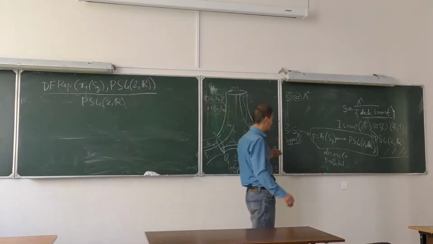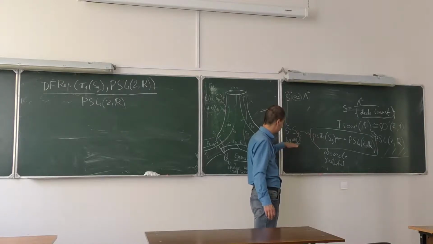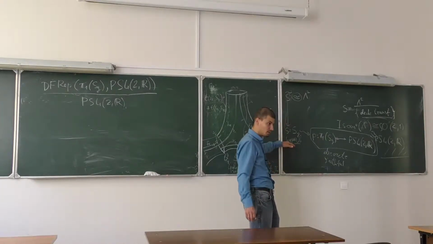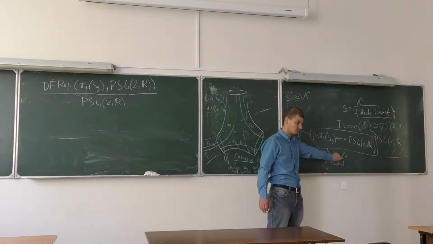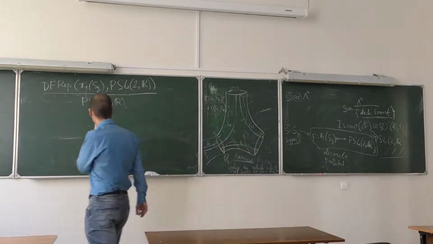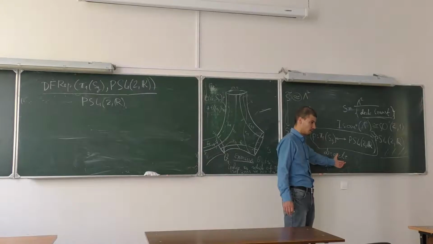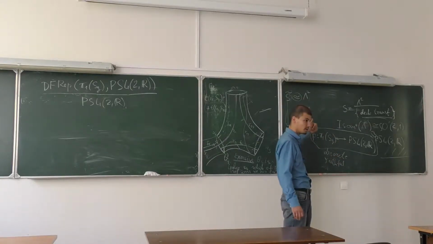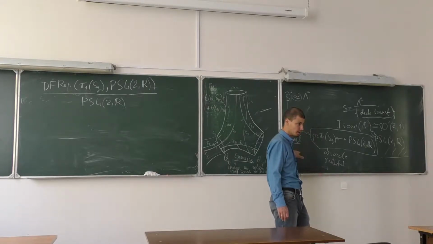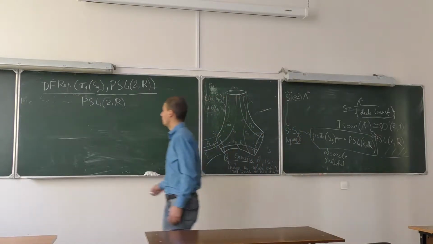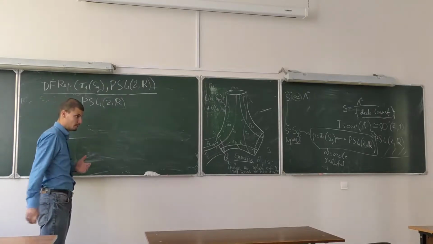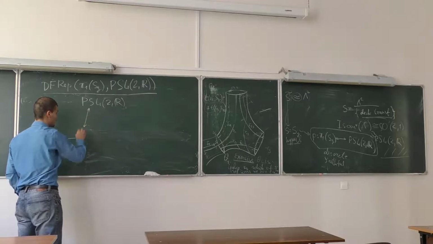Now look, starting from a hyperbolic surface here, we get a discrete faithful representation. Vice versa, suppose that we have a discrete faithful representation of the fundamental group. Then we can take the quotient by it and we get a hyperbolic structure. So this correspondence is one to one.